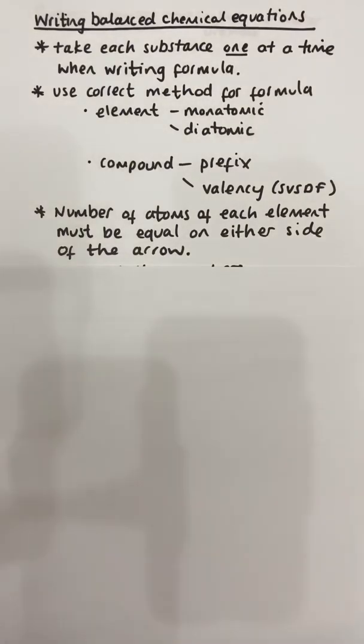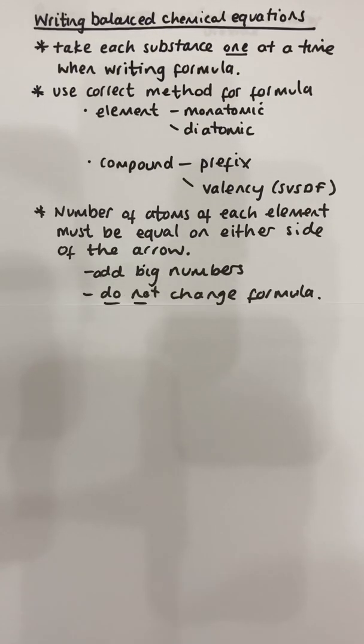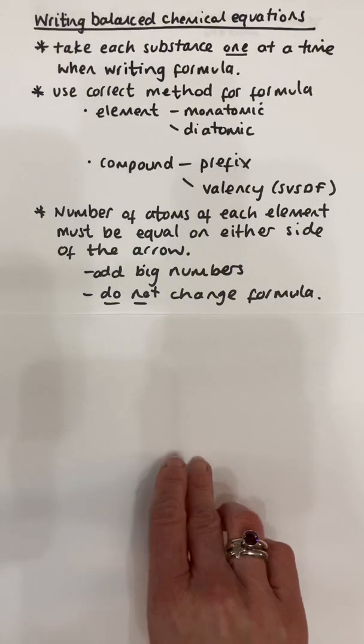Finally, in terms of balancing a chemical equation, when you balance a chemical equation, the number of atoms of each element must be equal on either side of the arrow. How do we do that? We add big numbers in front of the formulas. We do not change the formula to get the correct number of atoms. And again, this will hopefully become clear as we work our way through.